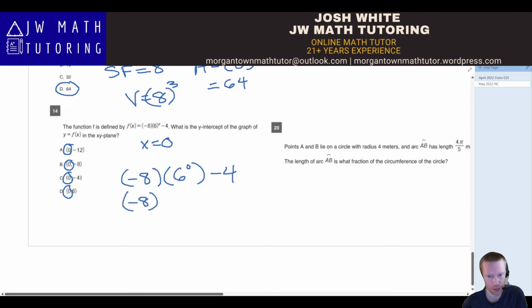Now you do need to know here that 6 to the 0 is just 1, and then we do exponents first, and following that we would do our multiplication next for order of operations and get -8, and then -8 minus 4 is just -12. So the correct answer for this one is going to be letter A, (0, -12).